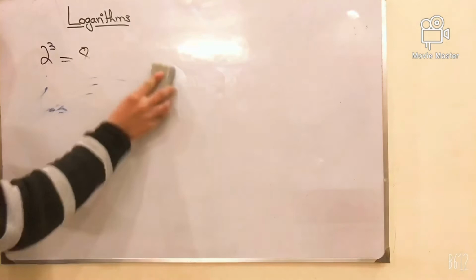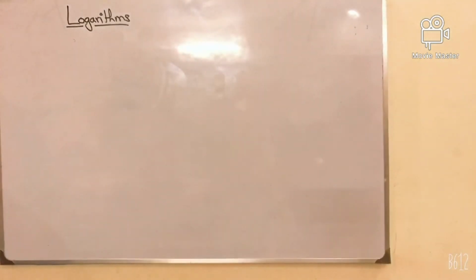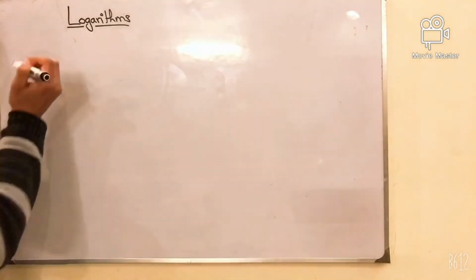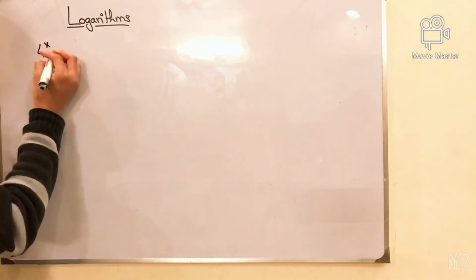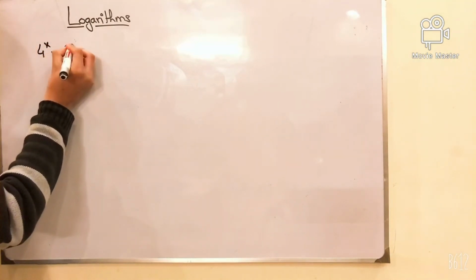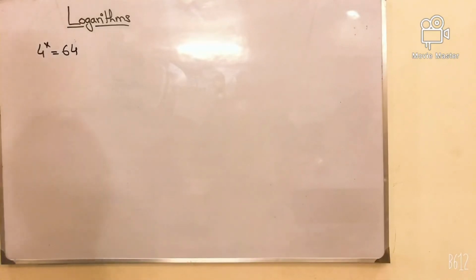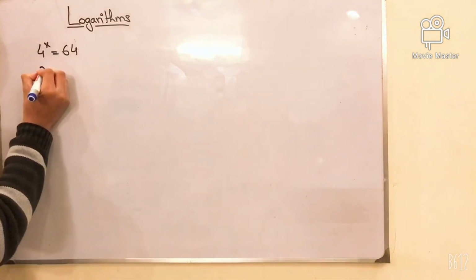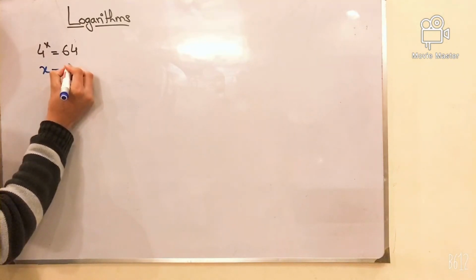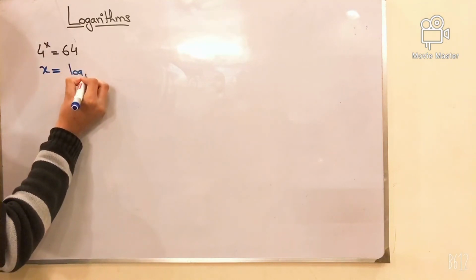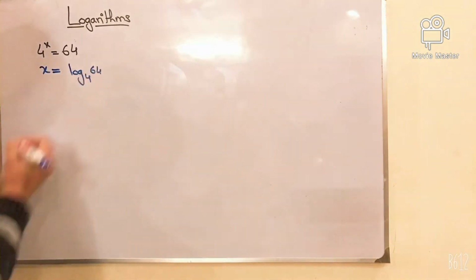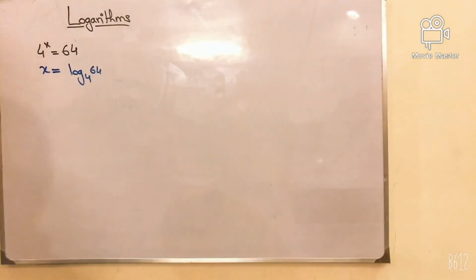Let's take another example. So we have 4 to the power of x equals 64. Now let's write this in the log form. So this will be written as x equals log 64 to the base 4. Now how many times should the base 4 be multiplied to itself so that we can get 64?